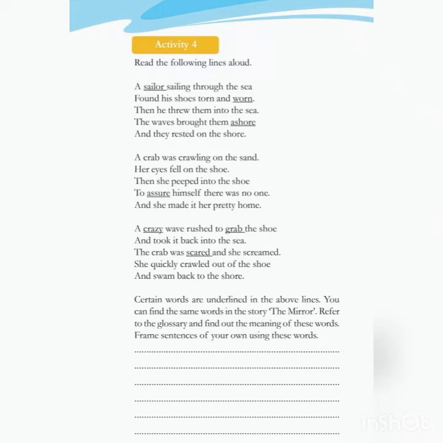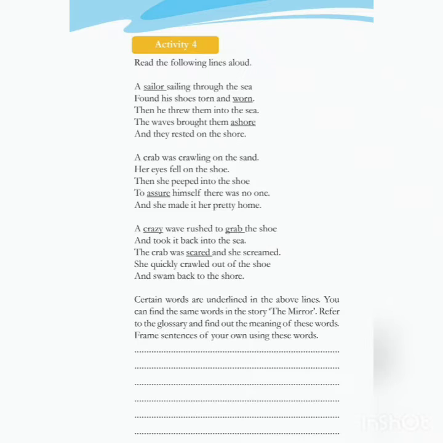Here, certain words are underlined in the above lines. You can find the same words in the story, The Mirror. Refer to the glossary and find out the meaning of these words. Then, frame sentences of your own using these words. Here the words are sailor, worn, assure, crazy, grab, and scared. First, you write these words one by one.